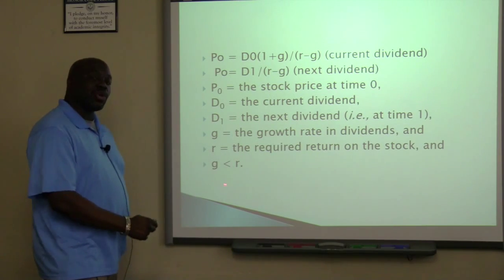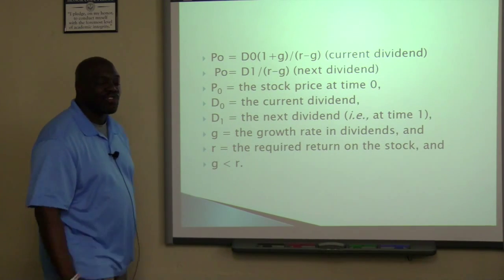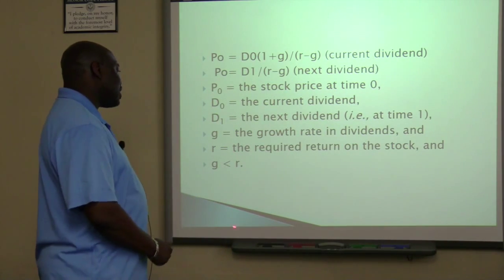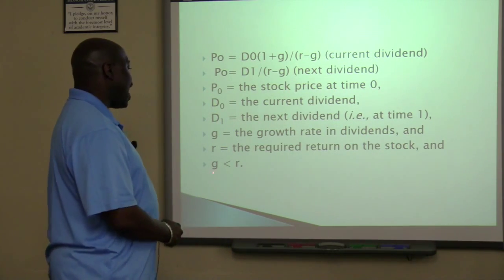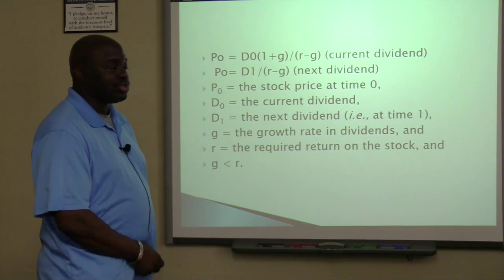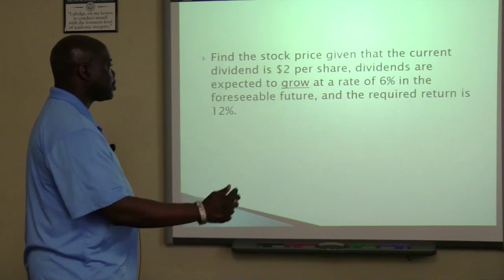Growth is always going to be less than the required rate of return. If you put into the formula a higher G than R, you're not going to get the right answer. It's going to come out incorrect.